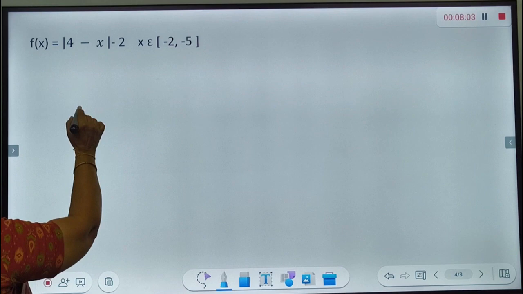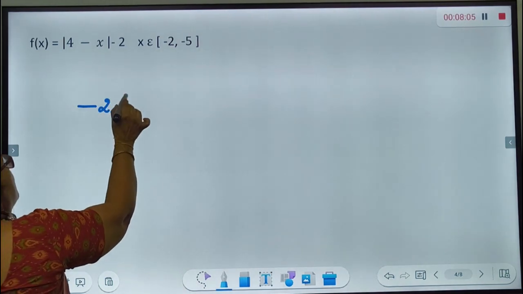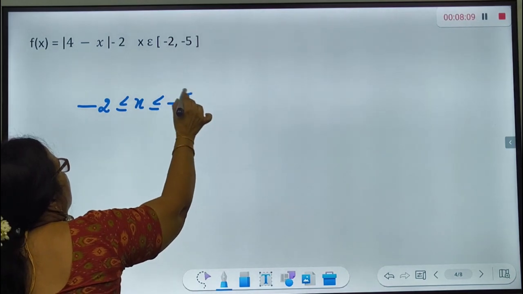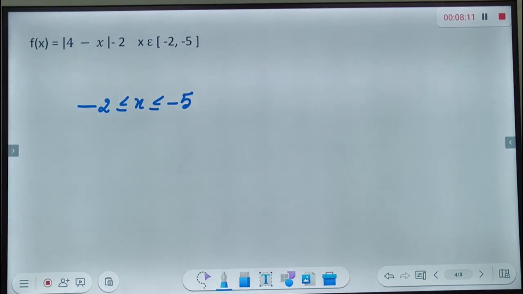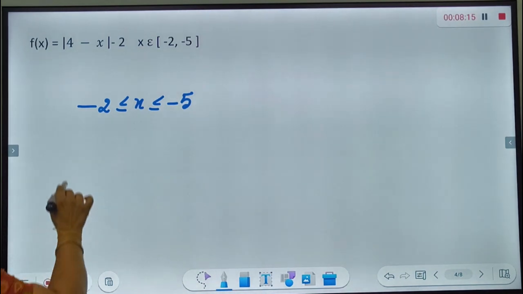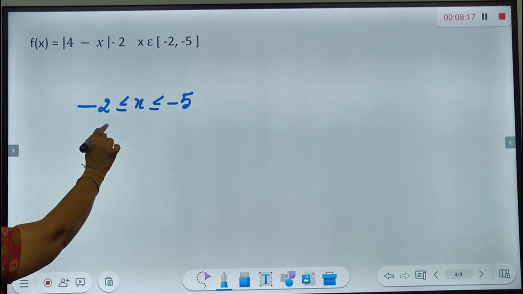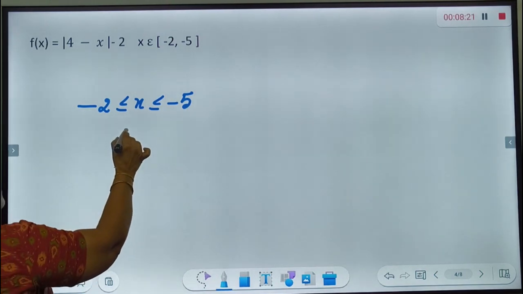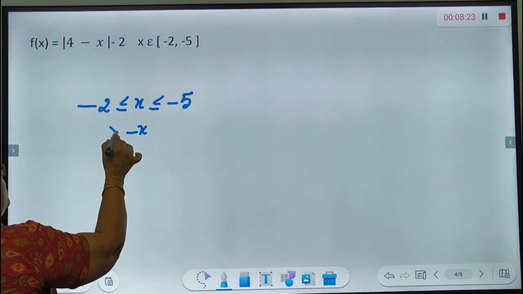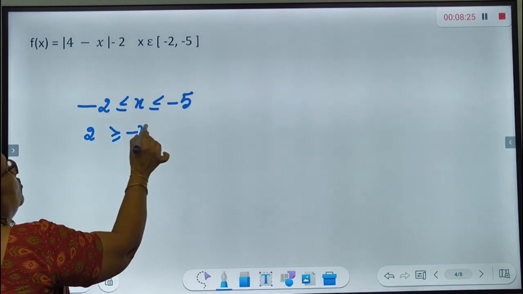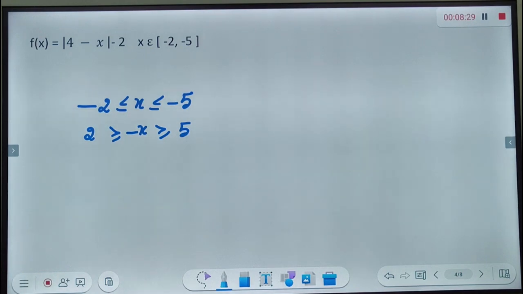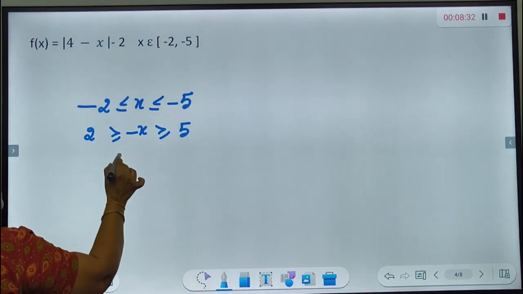Now here, -2 less than or equal to x less than or equal to -5. Okay. Now I want to actually find, this is the inequality for x. I want minus x. So minus x will be greater than or equal to 2, greater than or equal to 5. Then I want 4 minus x.